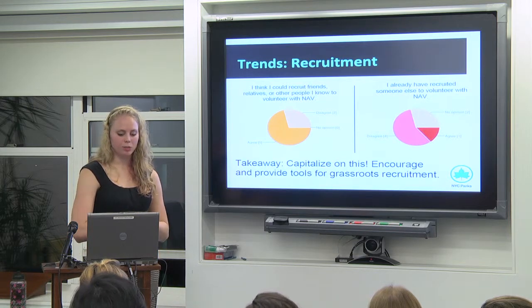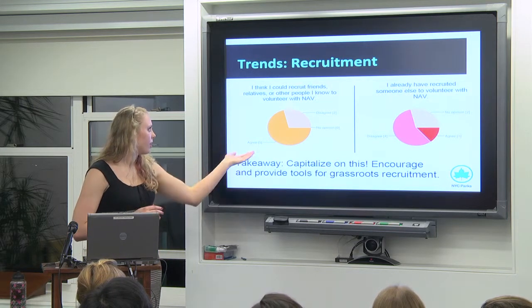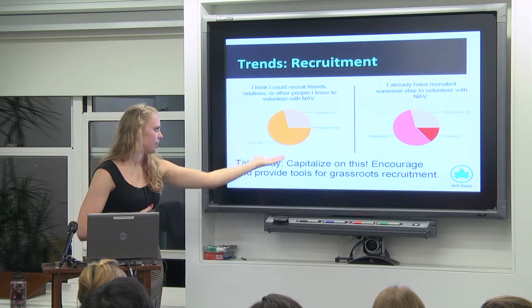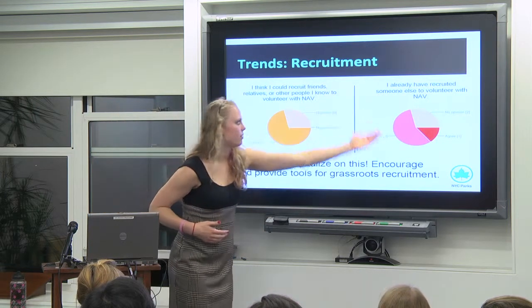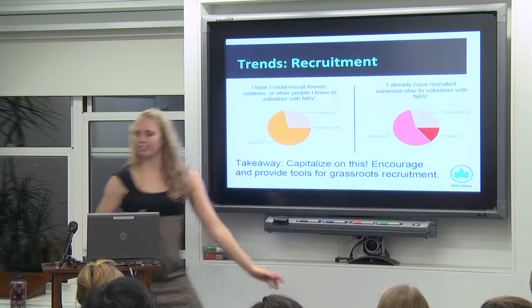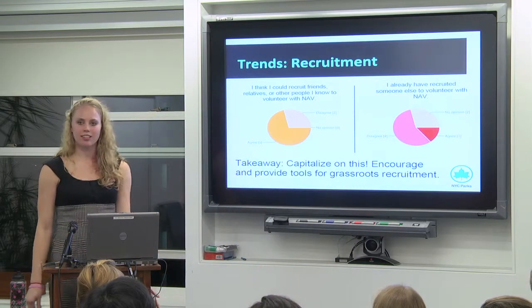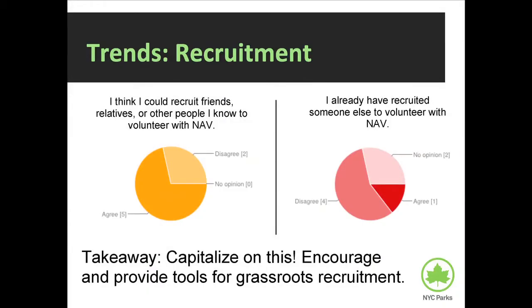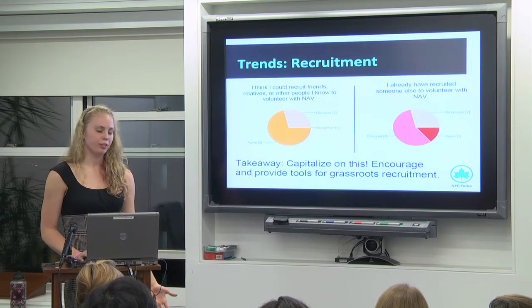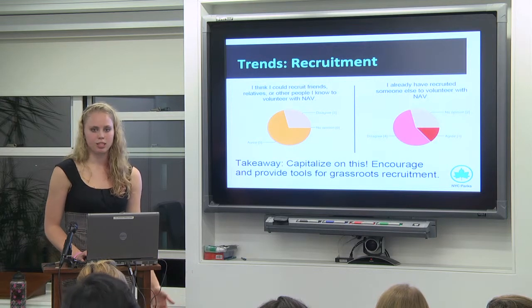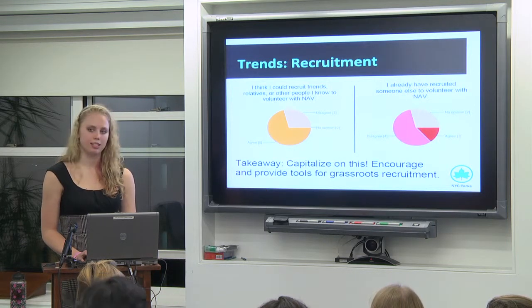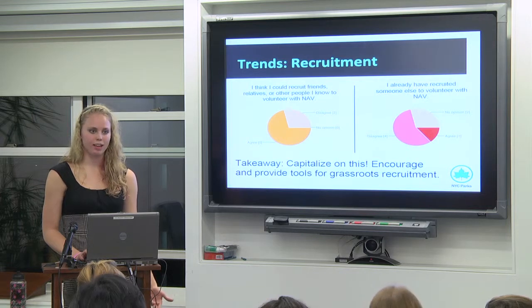So one of the trends was in recruitment. People thought that they could recruit friends. That's this big chunk. But this big chunk says that they have not already. Sorry. So we just saw this as an opportunity to capitalize on this imbalance, basically. So we thought that it would be helpful for NAV to know that they can provide tools for grassroots recruitment. People are willing to recruit just on their own terms. So if they're provided the right tools, we see this as a very low-cost way of increasing retention.